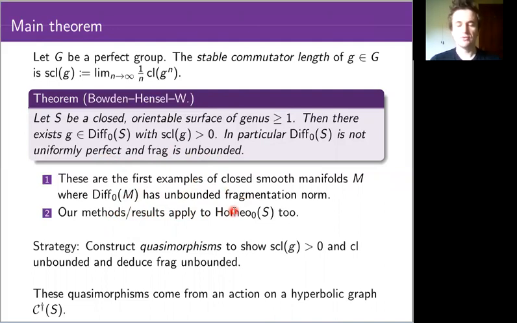If you don't assume closed, you just want an example of some manifold where Diff_0 of M is not uniformly perfect, then the annulus with boundary was already known to have Diff_0 of M not uniformly perfect, which is a theorem of Emmanuel Militon.